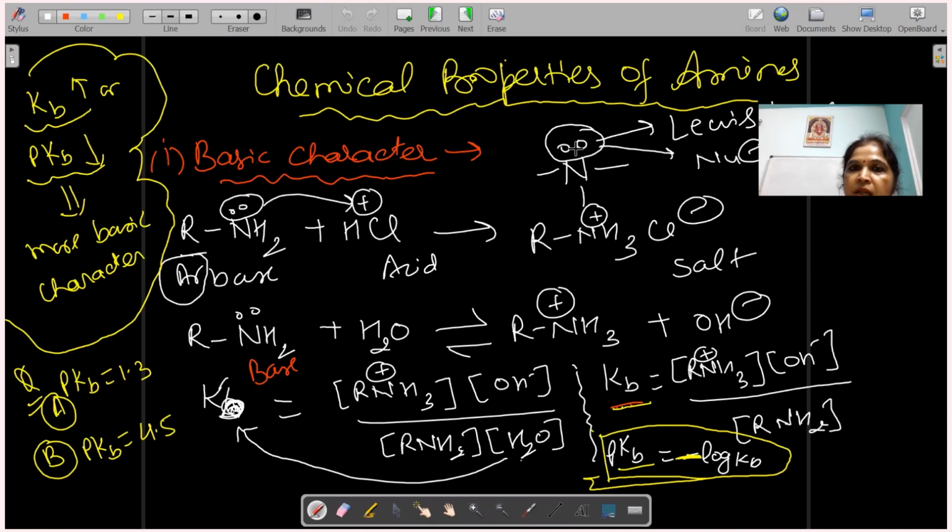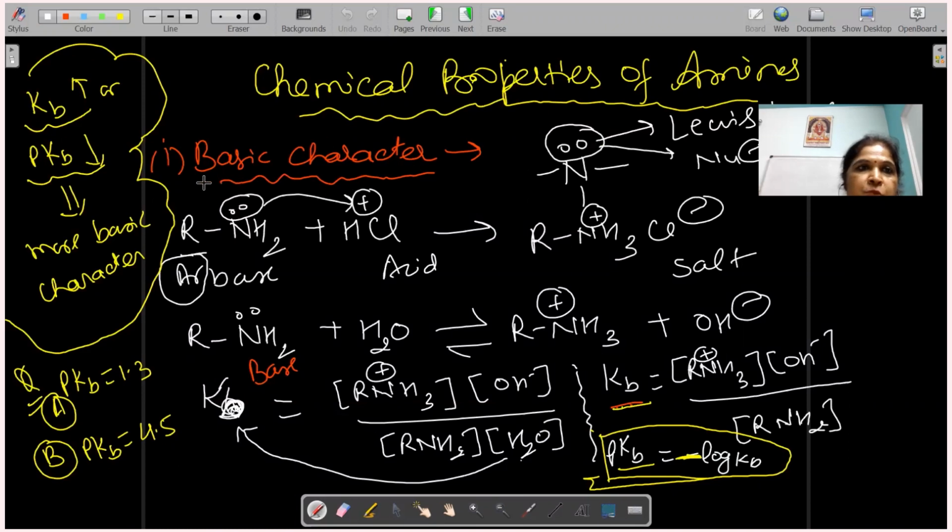Amines are basic in nature just because of the presence of this lone pair, and hence we can say they are Lewis bases. And due to this lone pair, it also behaves as a nucleophile. So amines, or simply the nitrogen containing compounds, behave as a base as well as a nucleophile because of the presence of the lone pair.